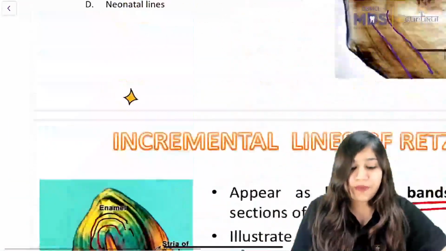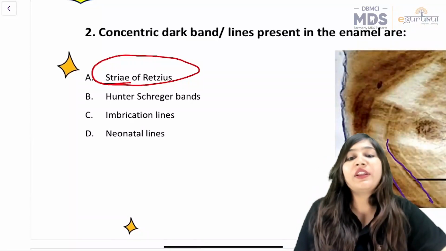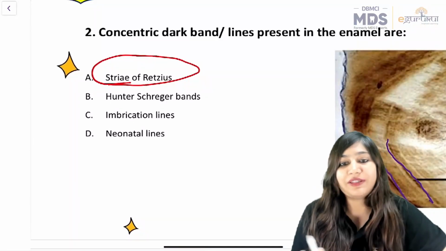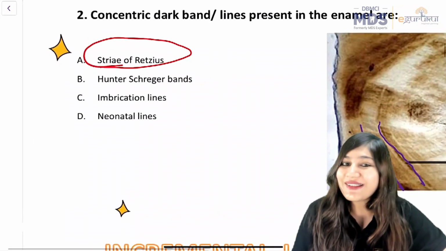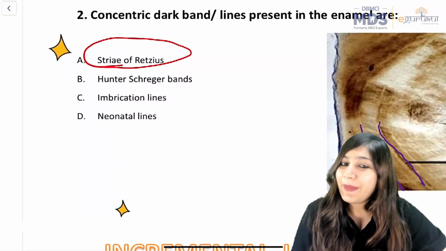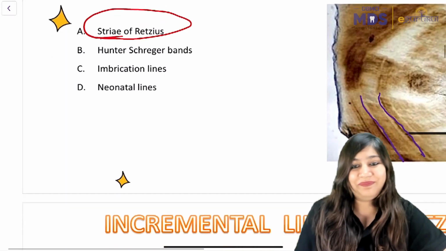So we have completed our second question. Along with it, we have discussed all its options. So concentric dark bands are mainly striae of Retzius.